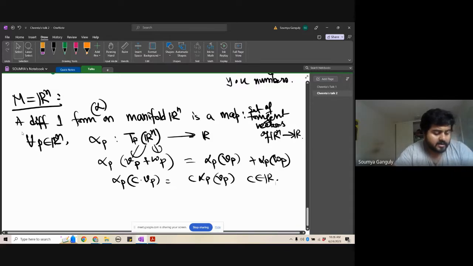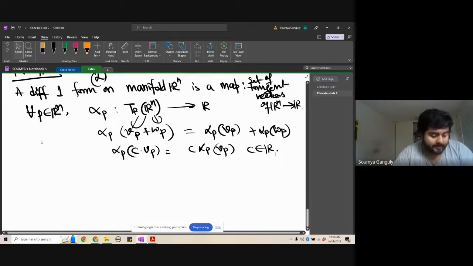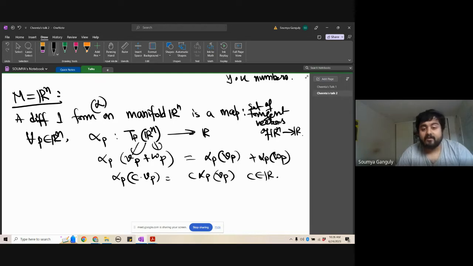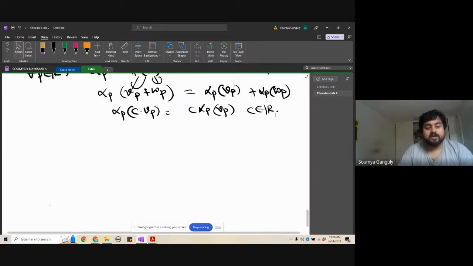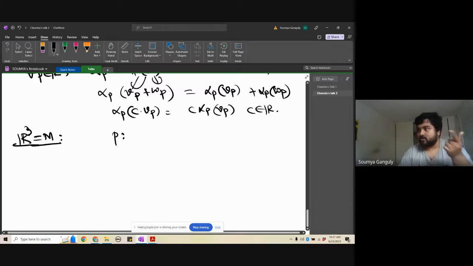Now, how do you think of them? How do you write them? These differential one forms also make a vector space for every point. How do you know that? Well, like this. Suppose M is your R3 for now. Then at a point P, you have three basis vectors of R3, X, Y, Z, or X1, X2, X3.